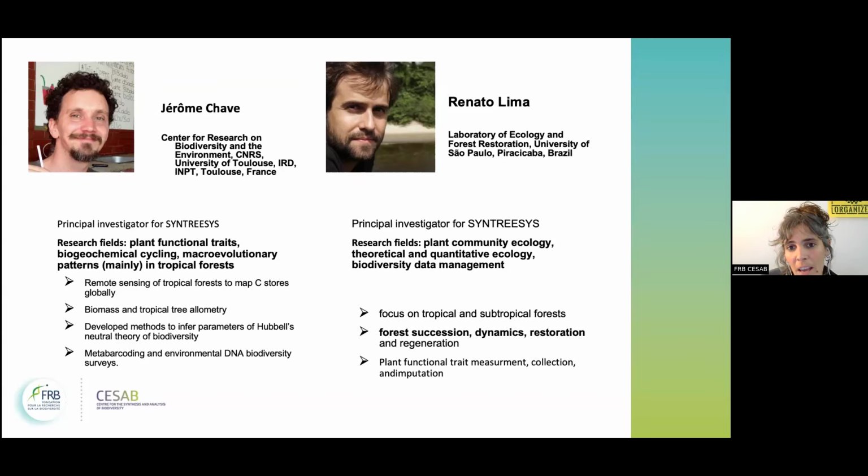And we also have Renato Lima, who works at the Laboratory of Ecology and Forest Restoration at the University of Sao Paulo in Brazil. And he is also one of the principal investigators of SynTreeSys, started as a postdoc and then that evolved. And his research fields are also plant community ecology, theoretical and quantitative ecology, biodiversity, data management, and his focus is on tropical and subtropical forests.